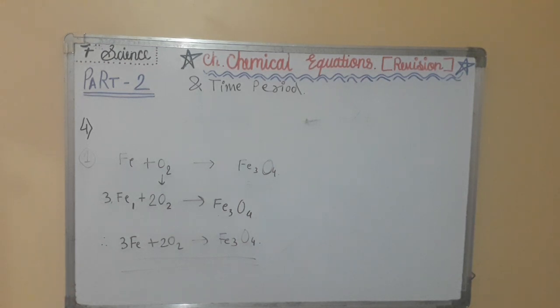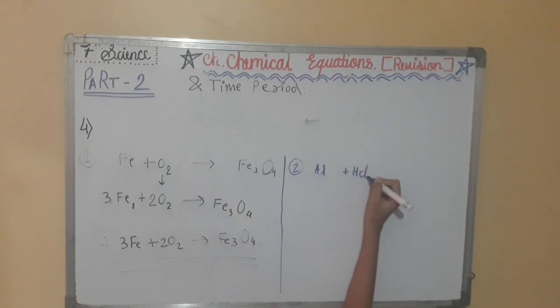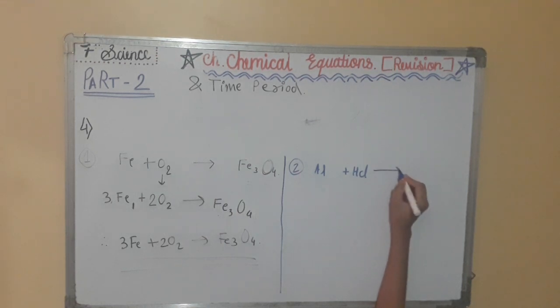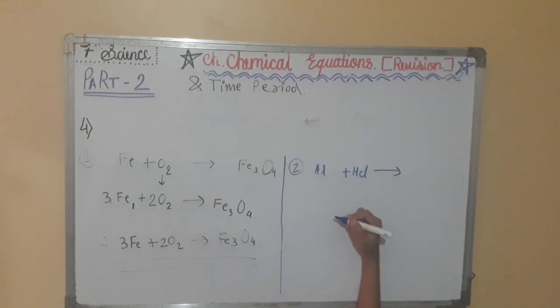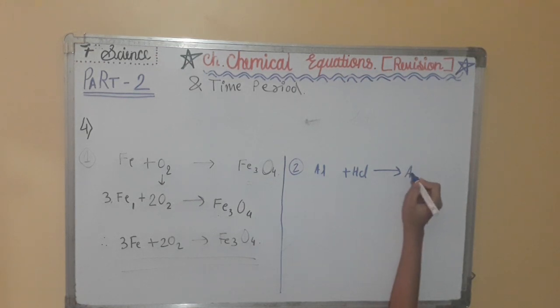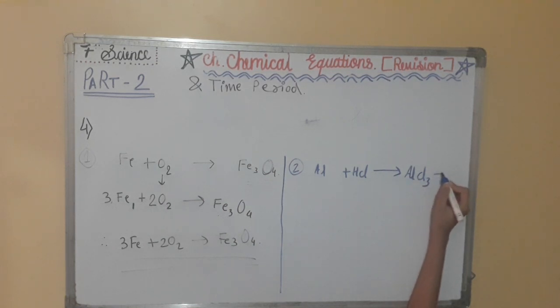Now, the next balancing equation is Al plus HCl is equal to AlCl3 plus H2. Al means aluminium plus HCl means hydrogen and chlorine is equal to AlCl3 means aluminium chlorine 3 plus H2.